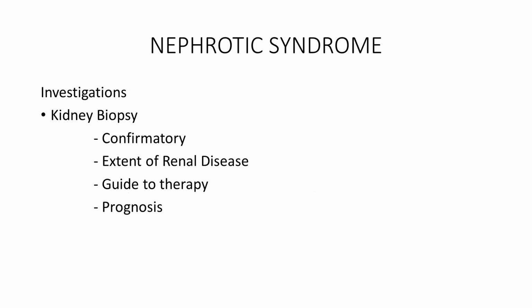Now, investigation. Kidney biopsy is the most important investigation which is usually performed in all patients of nephrotic syndrome to confirm the diagnosis and to find out the histopathological lesion which is involved, like minimal change, focal segmental, membranoproliferative, etc. Extent of renal disease, how much of the kidneys are affected, how many of the glomeruli are completely damaged. And it also helps you to guide the therapy, response to the therapy, and you again have to do the kidney biopsy to assess the response. And finally, it also helps you in identifying the prognosis of a certain form of nephrotic syndrome.